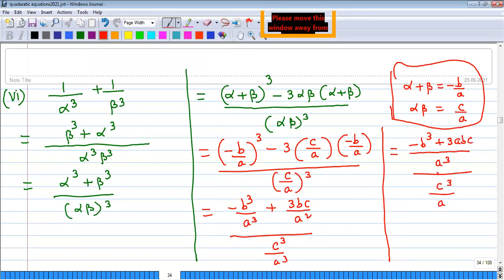Now what shall we do now here? A cube will cancel out. This is 3abc minus b cube plus 3abc by c cube is the answer, sir. 3abc minus b cube by c cube.